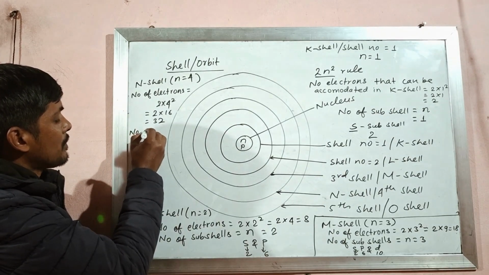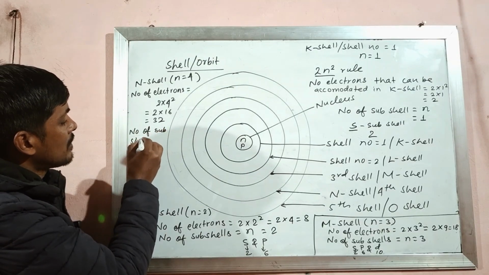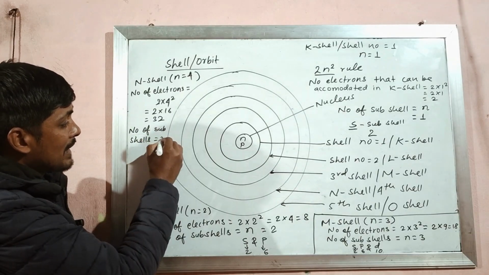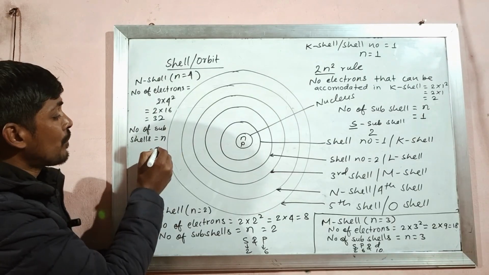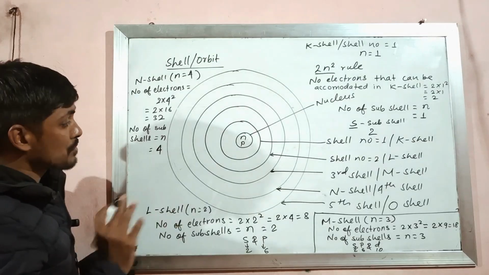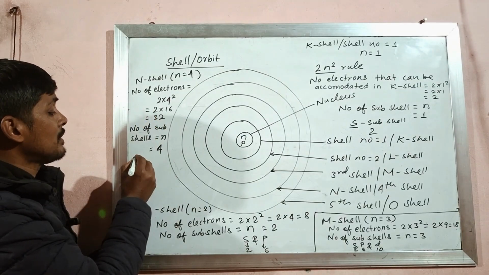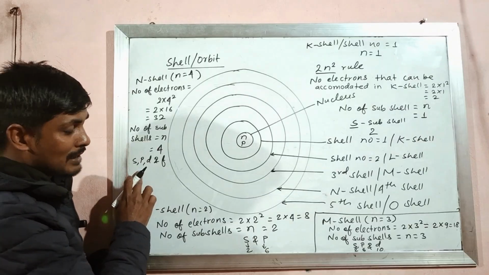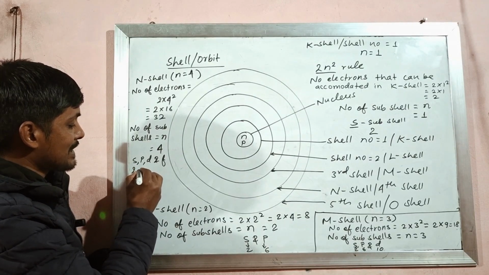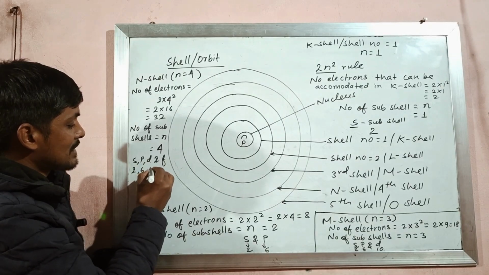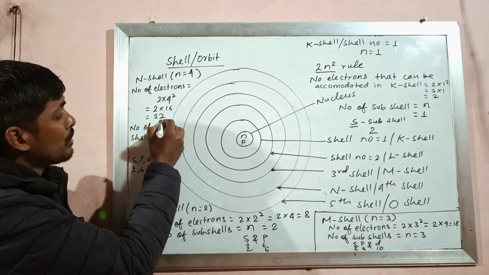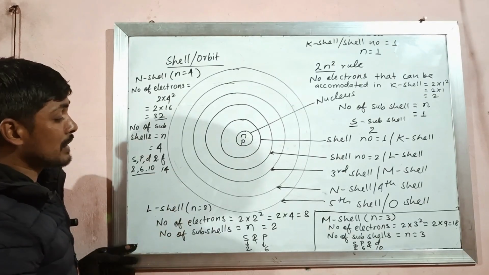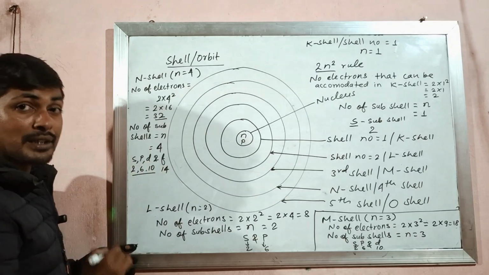Now the number of subcells is equal to what? Number of subcells in this N cell or fourth cell is equal to n, and the value of n is 4. So it has 4 subcells. Now what are those 4 subcells present in the fourth cell? That is S, P, D, and F. As we know, the capacity of S is 2, capacity of P is 6, capacity of D is 10. Now, in total how many electrons can it hold? 32. Out of 32, 18 we already have, remaining 14. So the capacity of the F subshell to hold electrons is 14. It can hold a maximum of 14 electrons.